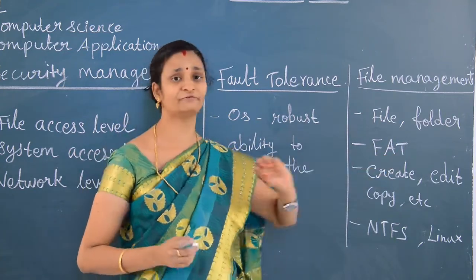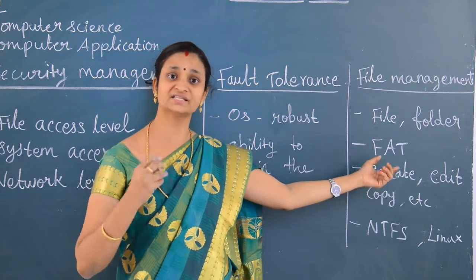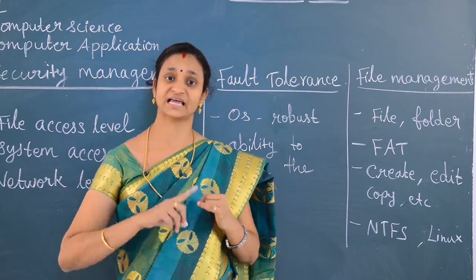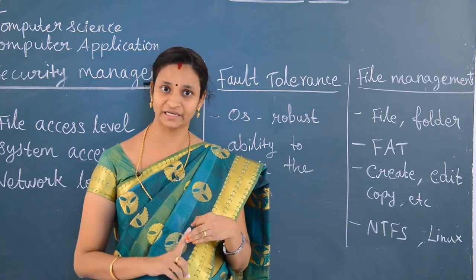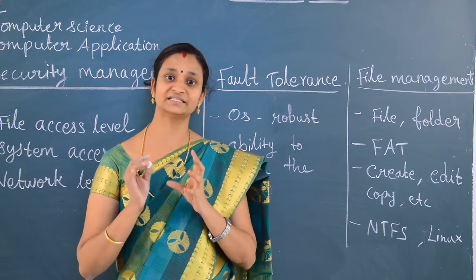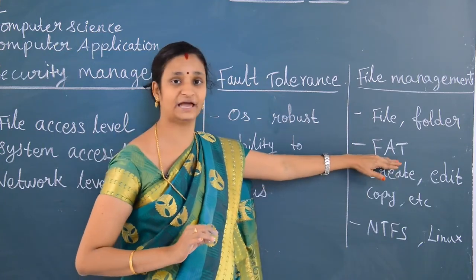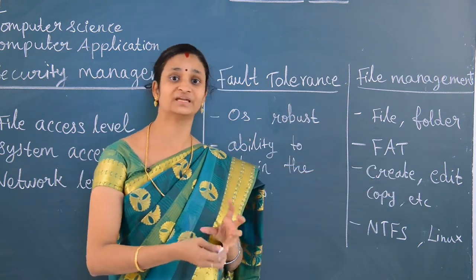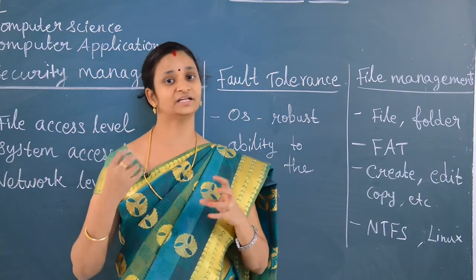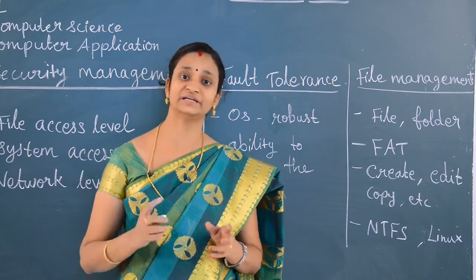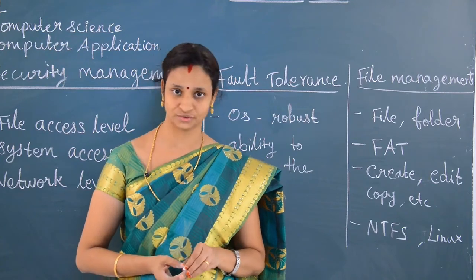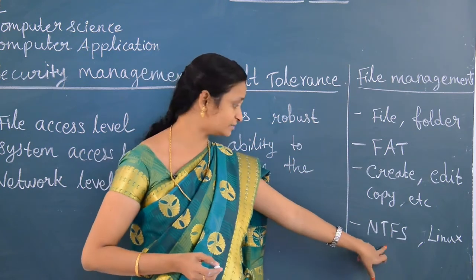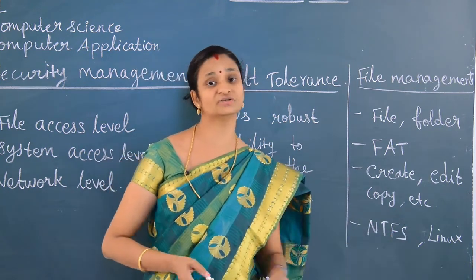Here you have the FAT concept, the details of the file. The details of the file, which means the file name, the size of the file and the type of the file, will be stored in a FAT, F-A-T. Then we can create, edit, allocate, and copy certain files in our computer system in different directories and different folders also. These types of FAT file systems are available in NTFS, Linux and Windows operating systems also.